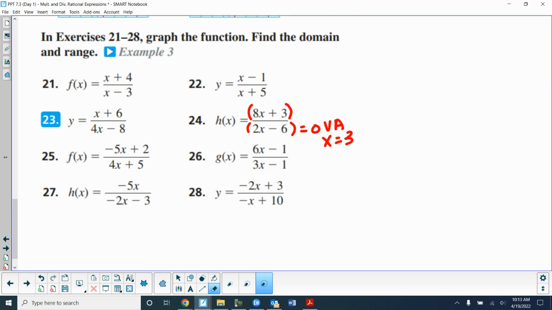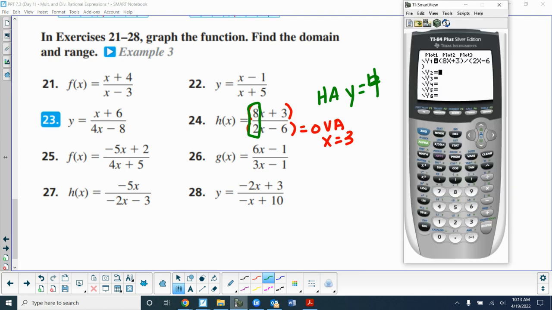Horizontal asymptote is those two numbers divided. What's 8 divided by 2? 4. Oops, not 3. 4, all right? And then my range would be y is not equal to 4. Okay? That makes sense? That's what we talked about yesterday, right? Okay, now we're just going to graph it on our calculator.